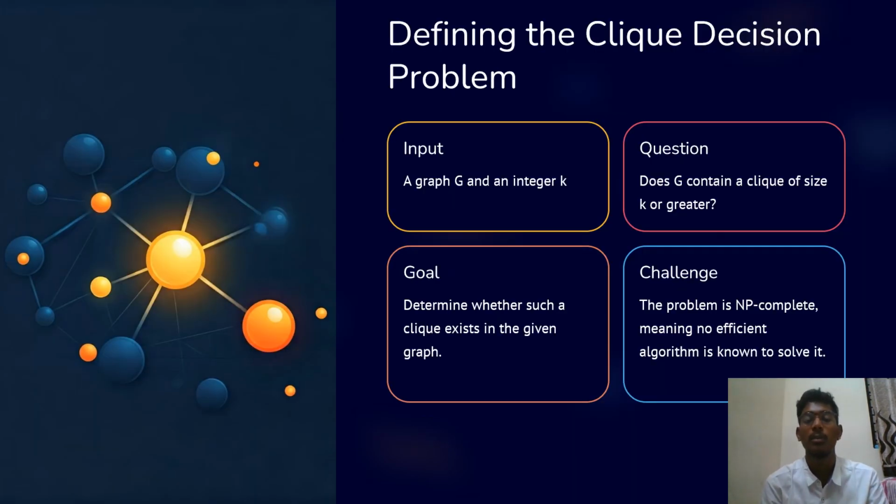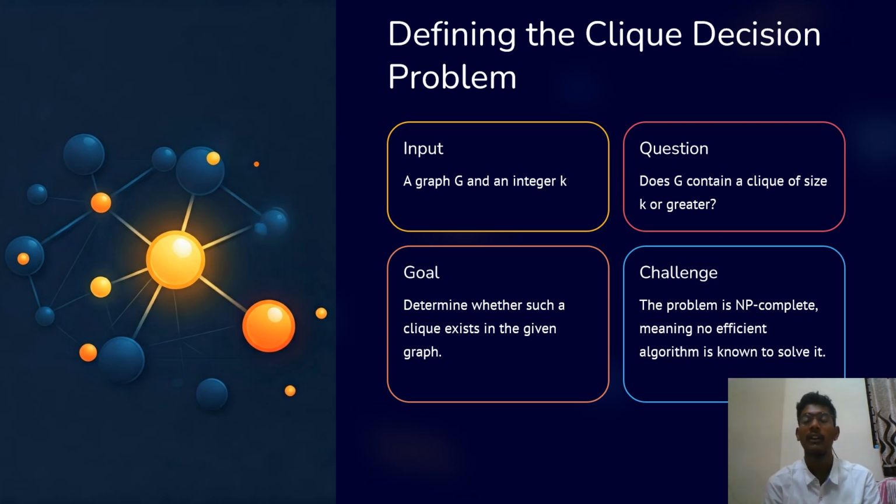Defining the clique decision problem. In the decision problem, there are four parts. The first one is the question, the second is the input, the third is the challenge, and the fourth is the goal. The input is a graph G and an integer K. The question is: does G contain a clique of size K or greater?